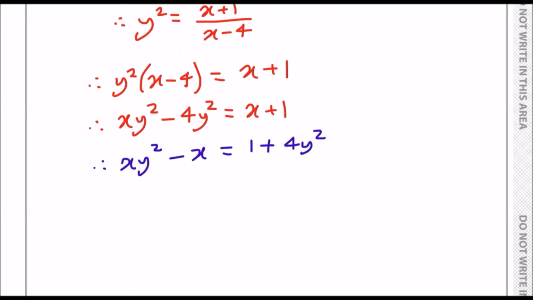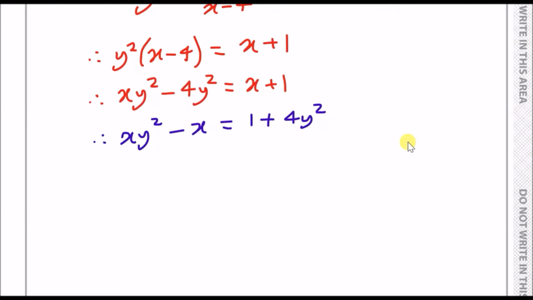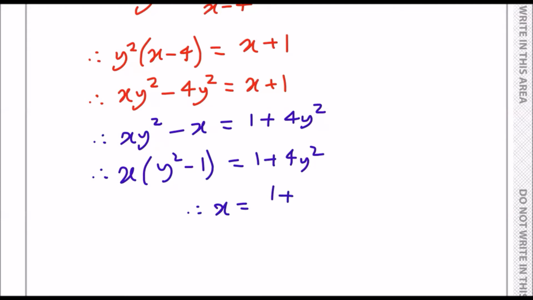Okay. So now we need to isolate x, and to do that, guys, we need to factorize x out, and we're left with x times (y squared minus 1) equals 1 plus 4y squared. And then to get x the subject, just divide (y squared minus 1) across, and you're left with x equals 1 plus 4y squared all over y squared minus 1. And you're done.